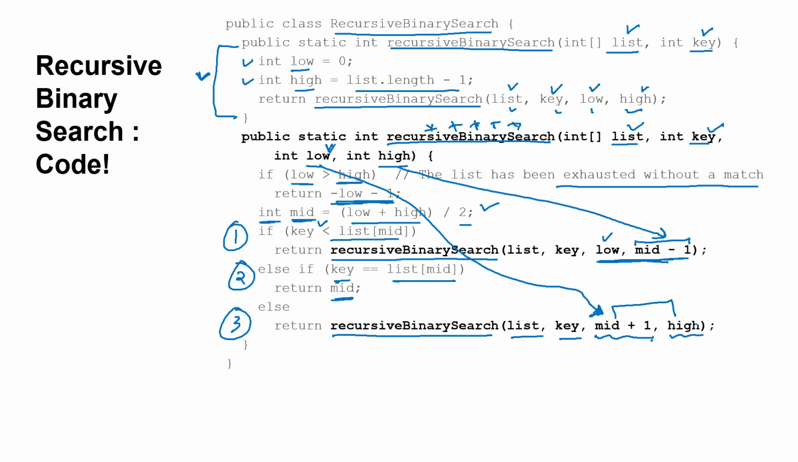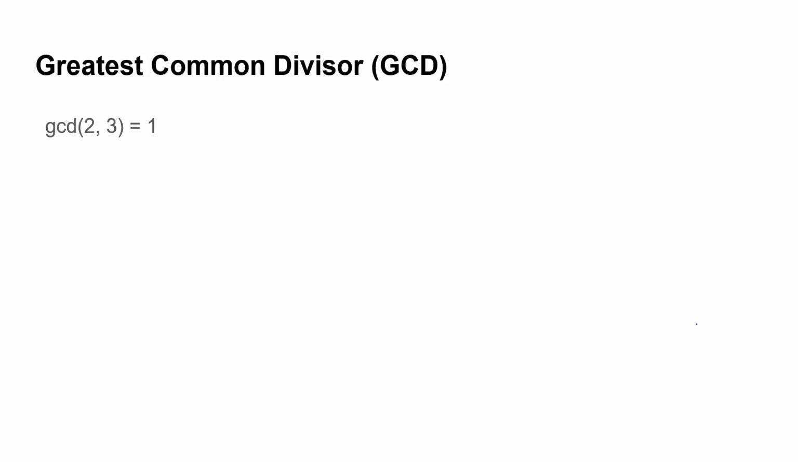All right, great. Now let's look at the final example of a recursive program, finding the greatest common divisor. Let's take some examples. The GCD, or greatest common divisor, of 2 and 3 is 1. In the case of 2 and 10, if you factorize 10, it is 5 multiplied by 2, and 2 is 2. So between 2 and 10, you will find 2 as the greatest common divisor.